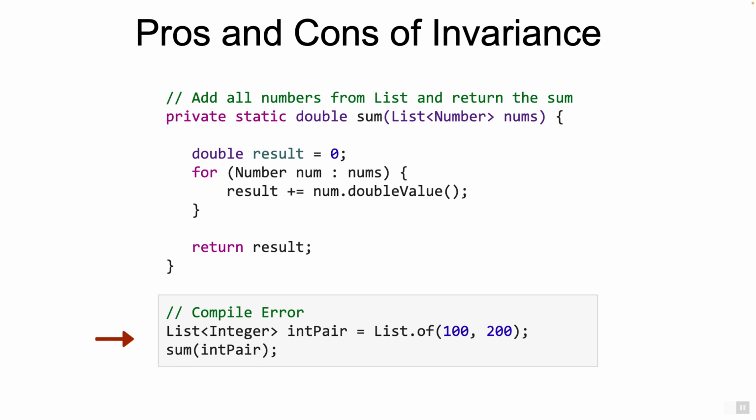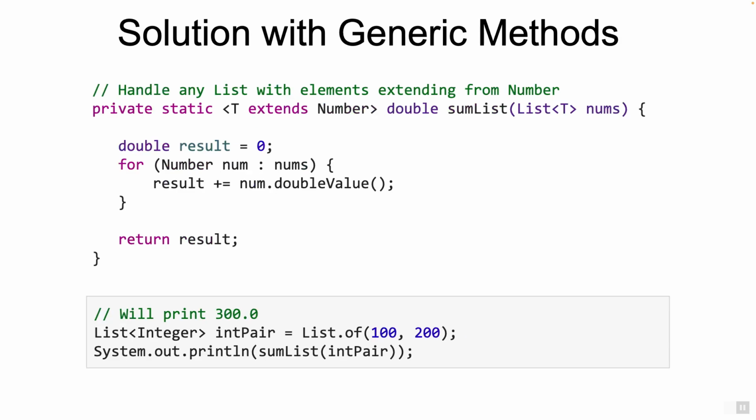But then how do we remove this irritating problem? One way is to use generic methods. Here we see a method sumList, which is a generic method. T is declared to extend from the Number class within the angular brackets. This means that any variable of type List of a class extending Number can be passed to this method.